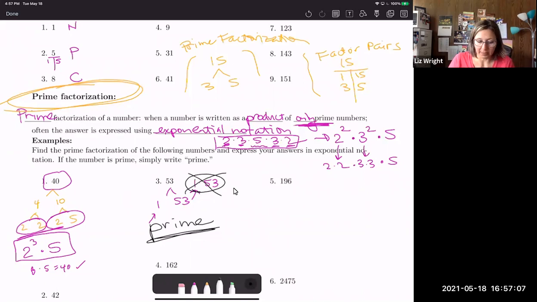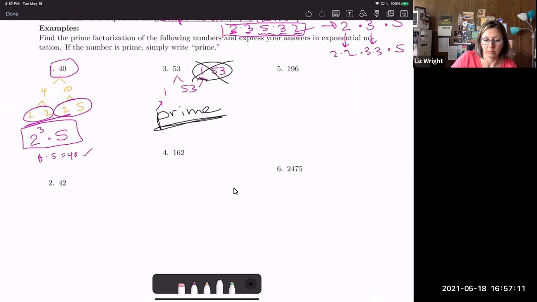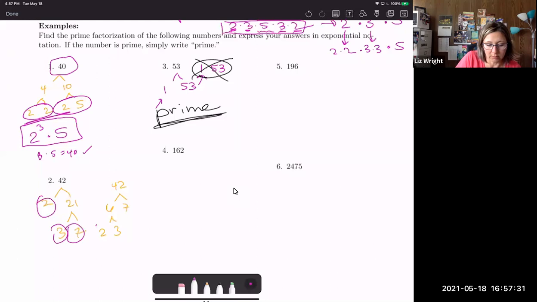Okay, let's come down here to 42. Maybe you're thinking about 2 and 21, or you could do 6 and 7. That's another one I get, 6 and 7. And then here we could do 3 and 7, and here we would do 2 and 3. And then you circle up your prime numbers.